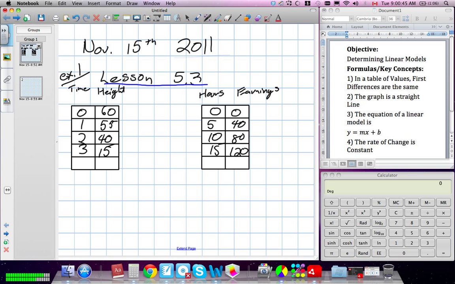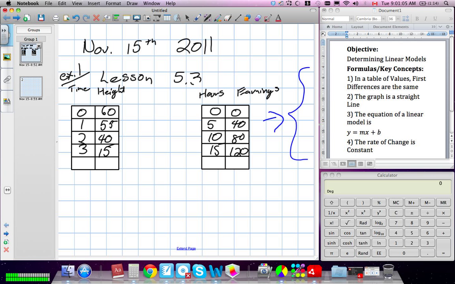Today we're going to be determining linear models. So a similar idea as yesterday's, where we were doing rate of change. This time we're applying them to linear models. I wanted you guys to get down the formulas and key concepts here. There are four major things that determine a linear model. We're going to go through examples of each of them.